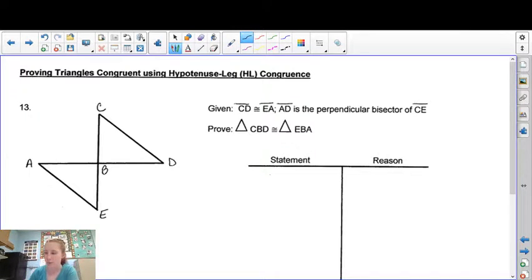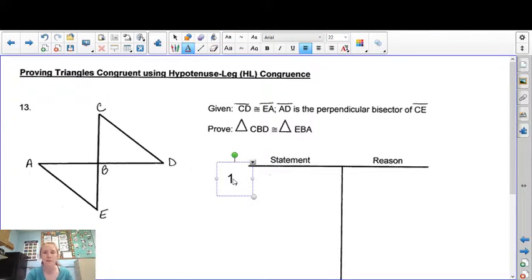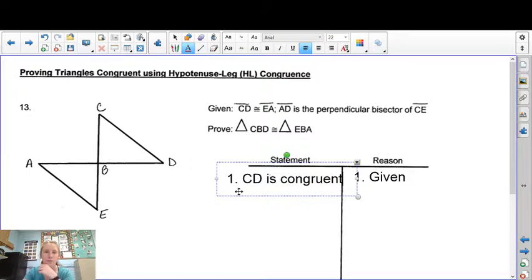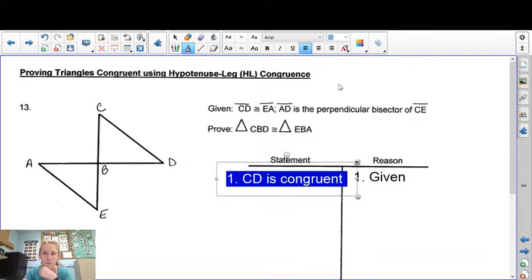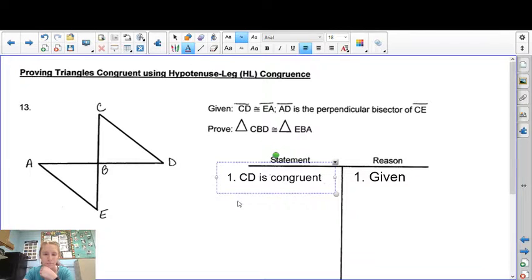Step number one. Oh, I think I wrote these last time. Let me just scooch this off to the side. So number one, that's way too large of a font. We're going to write anything that was given, and our reasoning is always number one, given. So what information is given to us? Well, we're told that CD is congruent. This is still very large. We're going to drop this down to this one.